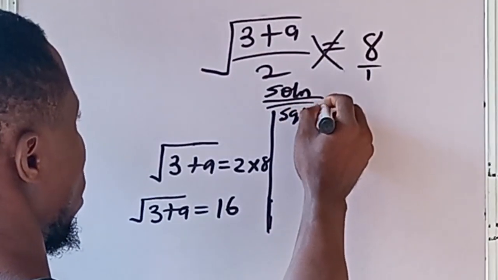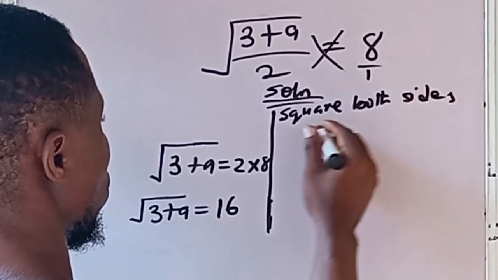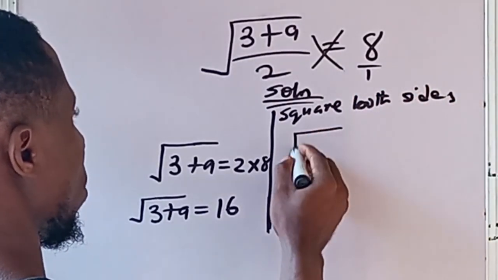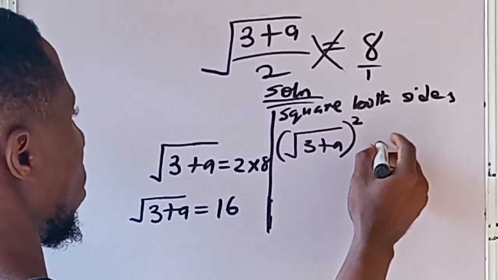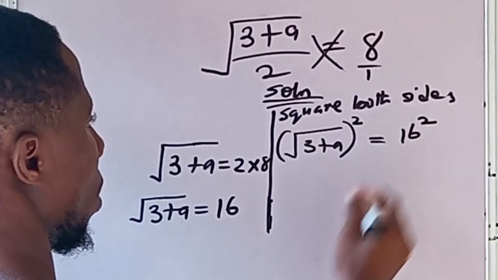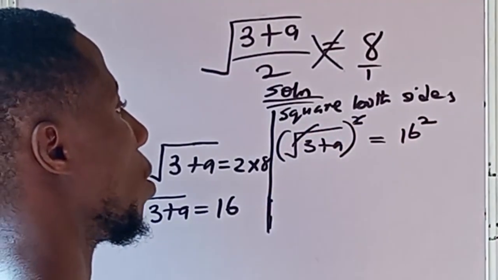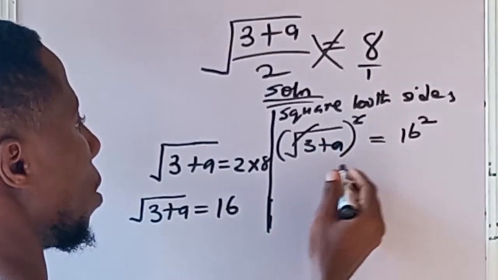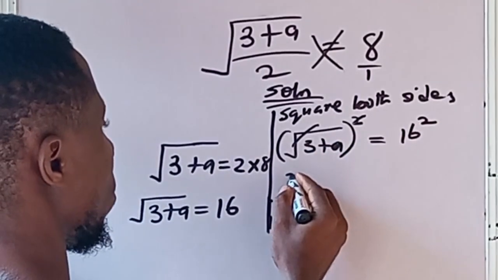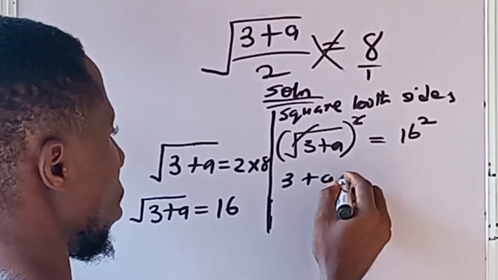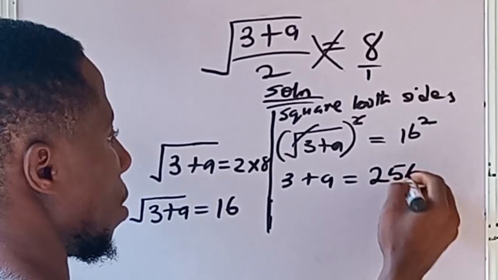So, square both sides. If we square both sides, we are going to have root 3 plus a, all squared, equals 16 squared, all right? So this square cancels out these roots, okay? We are left with 16 squared, which gives us 256. So we have 3 plus a equals 16 raised to the power of 2, which gives us 256.